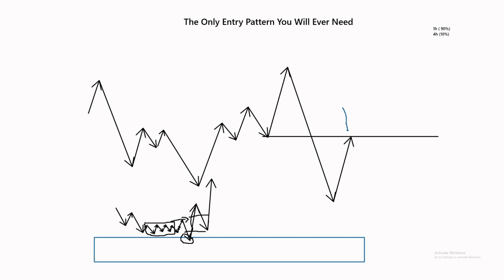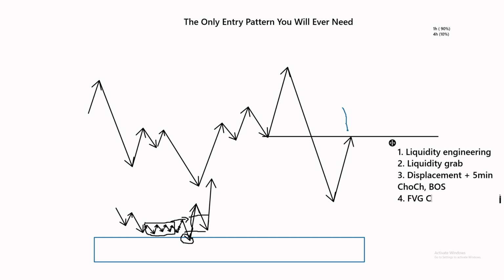Okay, so now that we've gone through it, and I know that it may be rather confusing still, let's take a second here to write it down. So step number one is liquidity engineering. Step number two is liquidity grab of that engineering. Step number three is displacement plus 5 minute change of character or break in market structure, whatever you want to call it. It's essentially the same thing. Step number four is fair value gap creation. Step number five is tap into fair value gap plus 50% pullback.